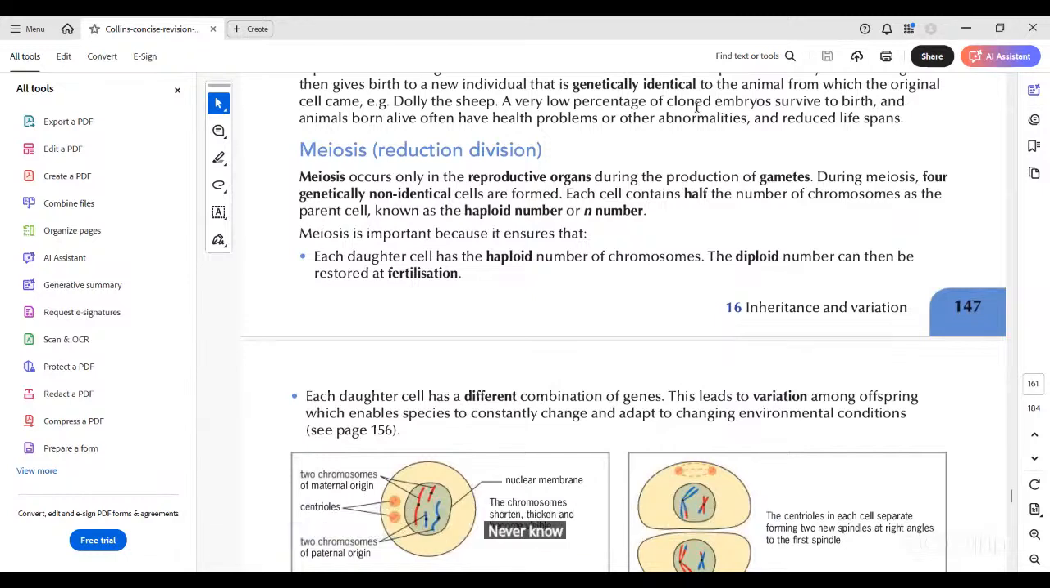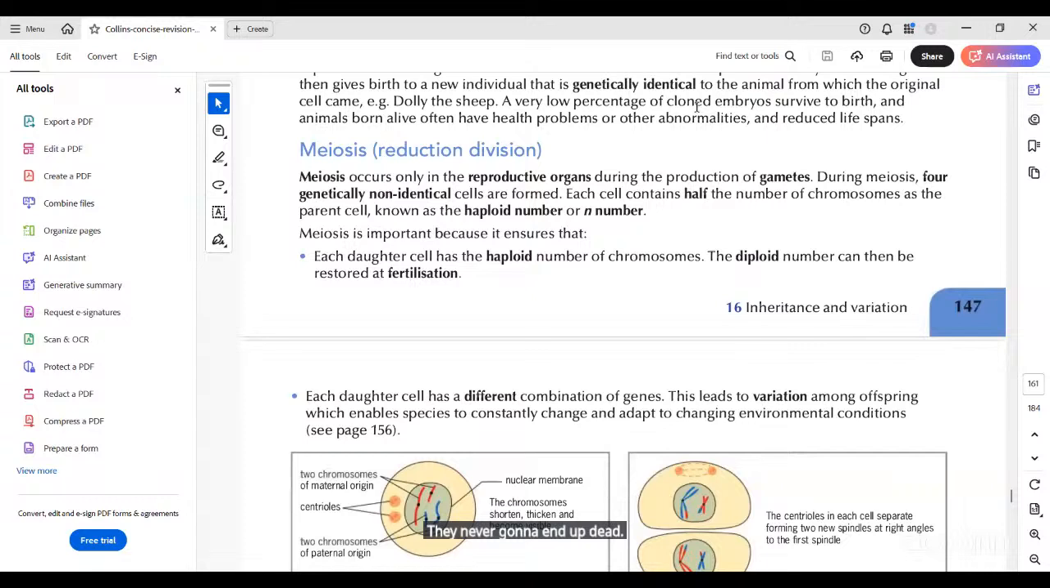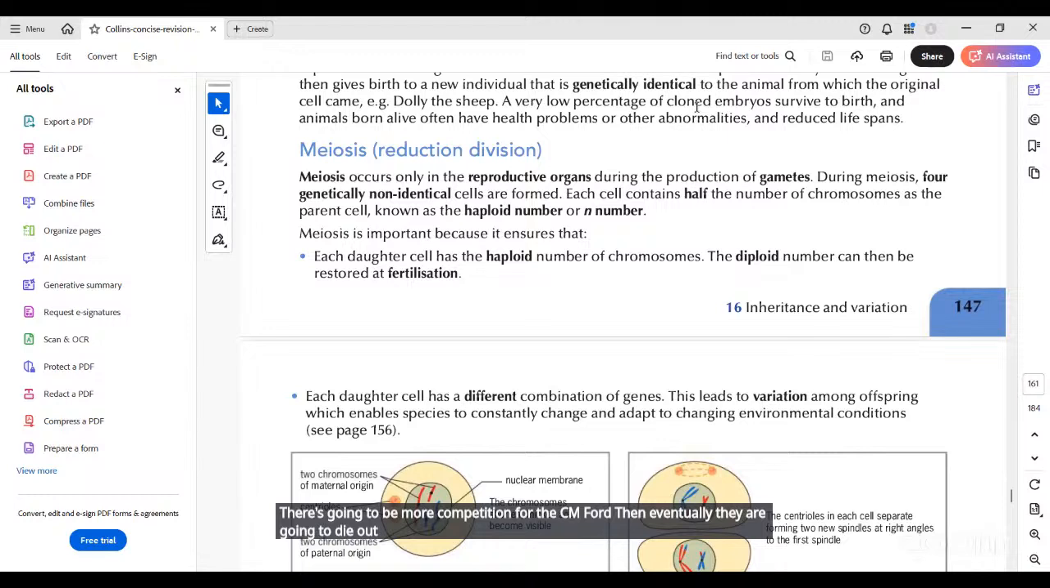Think about it. If all the organisms are, let's say, genetic clones, let's say there are 600 cows in one avenue, then what kind of grass is there for them? All of them might eat the same grass. They might end up fighting, right? There's going to be more competition for the same food, right? Then eventually they are going to die out.